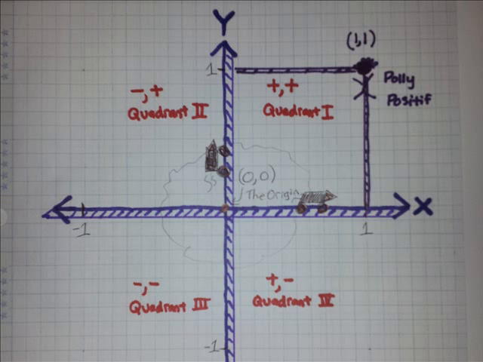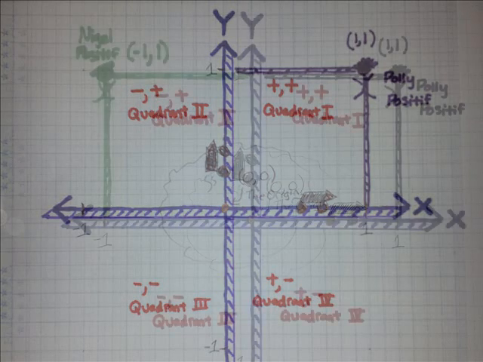Like at 1, 1, where Polly Positive is. When we travel, we hop on a train and head over the number of our x value. Polly went over 1. Then we head up the number of our y value. Polly went up 1, and you see her at 1, 1.